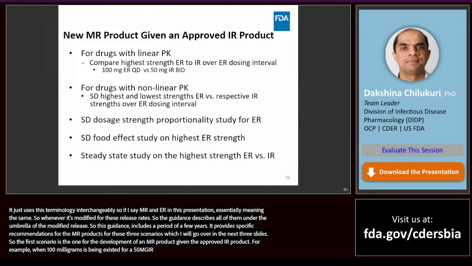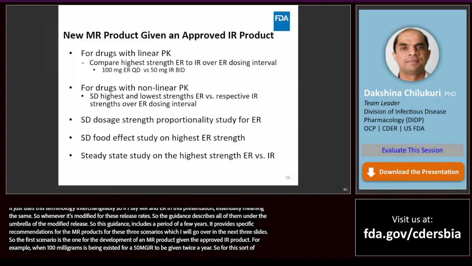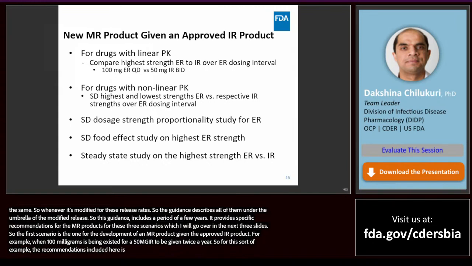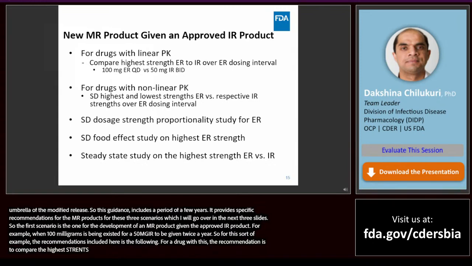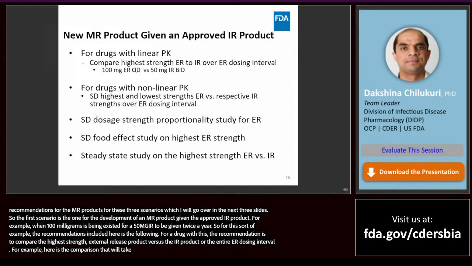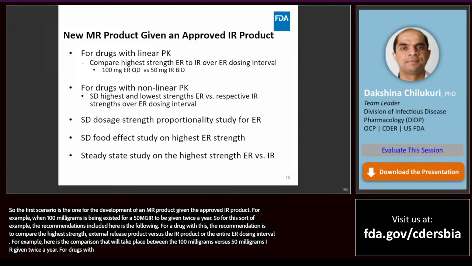So for this sort of an example, the recommendations included here are the following. For a drug with linear PK, the recommendation is to compare the highest strength extended release product versus the IR product over the entire ER dosing interval. For example, here the comparison would take place between the 100 milligrams ER QD versus 50 milligrams IR given twice a day. And for drugs with nonlinear PK, single dose highest and lowest strengths ER versus respective IR strengths over ER dosing interval is expected.